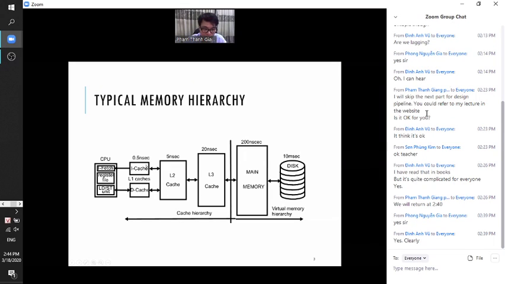So in the normal case, the I cache is the cache for storing instructions. The D cache is the cache for storing data. Speed is about 0.5 nanoseconds. And the second, L2 cache, is slower. Its speed is about 5 nanoseconds and L3 is 20 nanoseconds. And the main memory is 200 nanoseconds. And this is 10 milliseconds. So you can see it is nearly 10 times for each type.